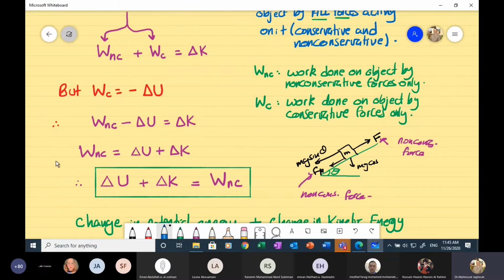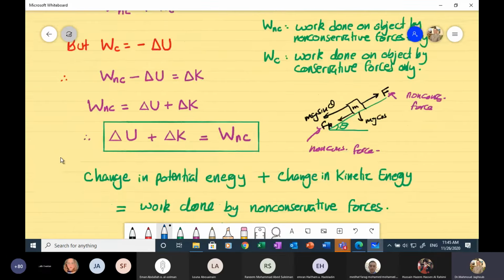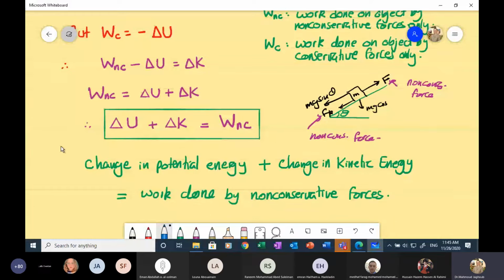So this is one of the most beautiful formulas that you can see in mechanics, which says the following. The change in potential energy for an object plus the change in its kinetic energy equals what? Equals the work done by non-conservative forces. The change in potential energy plus the change in kinetic energy equals what? The work done by the non-conservative force.